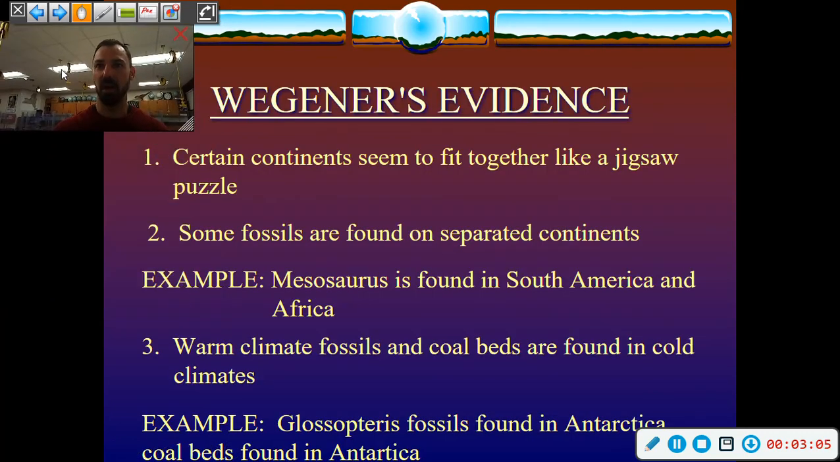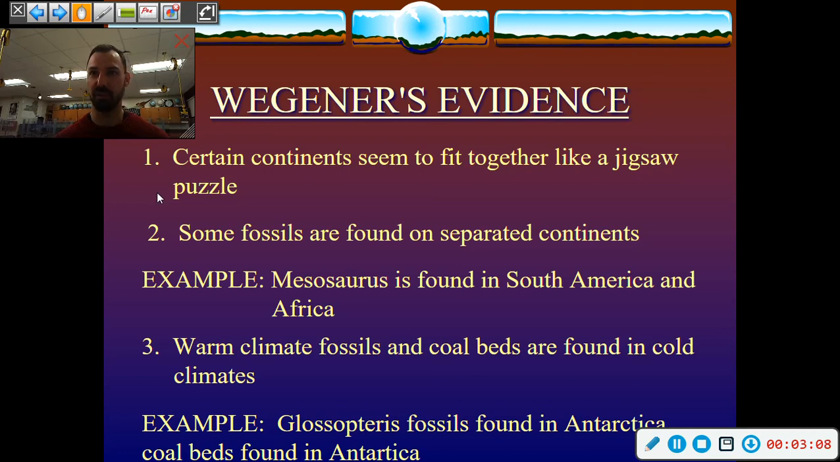Now, evidence that came along with Wegener's theory. Certain continents fit together like a jigsaw puzzle. Some fossils are found on separated continents, such as Mesosaurus, which is actually a relative of our current day alligator. It was found in South America and Africa, and it's no Olympic swimmer, and even an Olympic swimmer couldn't swim across the Atlantic Ocean. Therefore, those continents had to be closer, maybe even just a shallow body of water between them. But definitely they were touching at some point.